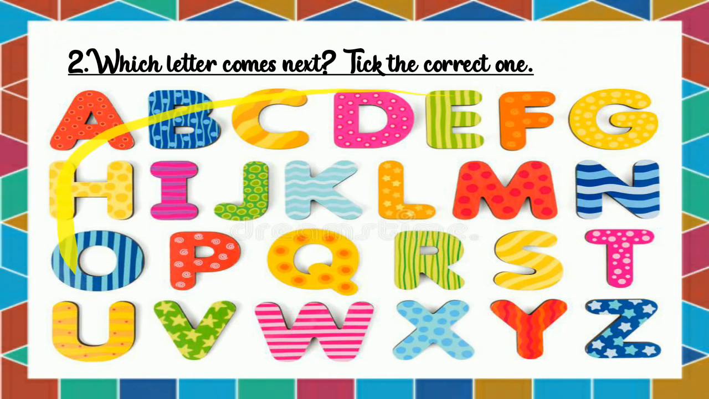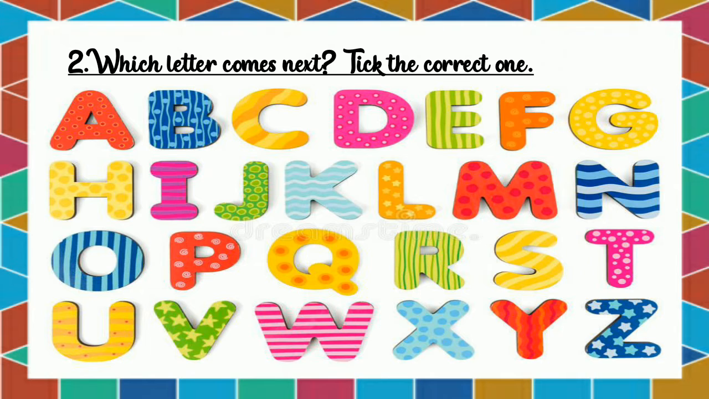So here we can see the alphabet: A, B, C, D, E, F, G, H, I, J, K, L, M, N, O, P, Q, R, S, T, U, V, W, X, Y, and Z. So this is the whole alphabet, and now we learn which letter comes next to continue the series.